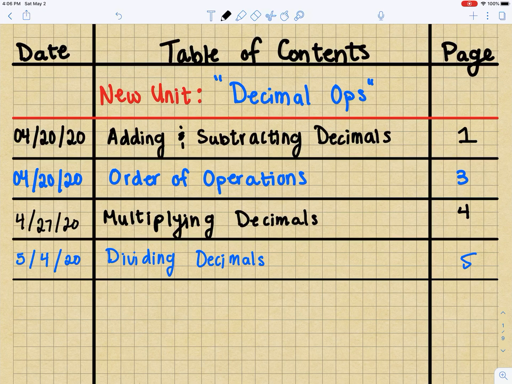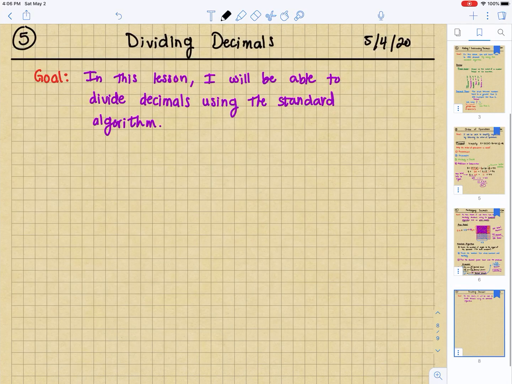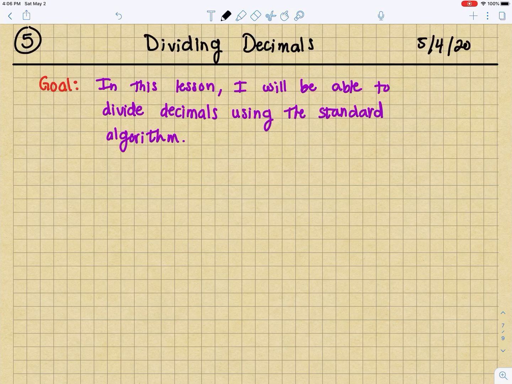Alrighty, so with that, let's go ahead and get into our lesson. Here's my page 5. Our goal for this lesson: I will be able to divide decimals using the standard algorithm. And there is one thing that I want to refresh our memories on.